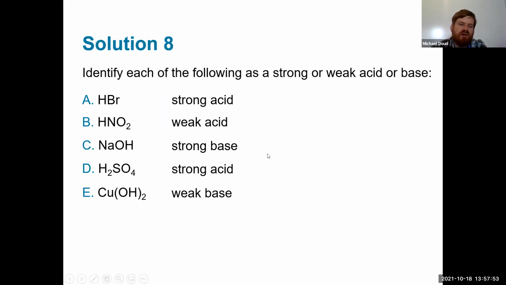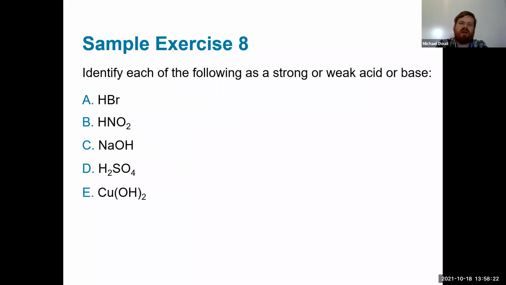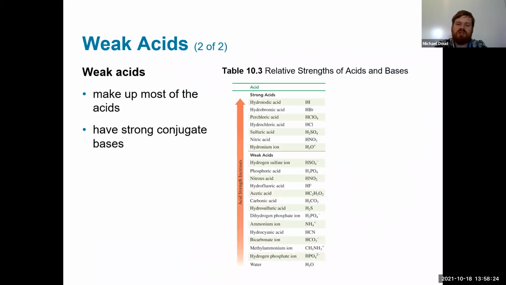And then copper 2 hydroxide. It's a salt of hydroxide, so it's a base. But it's not sodium, lithium, potassium, etc. It's got to be a weak base in solution. Okay. And then finally, using that table that we had from before, identify the stronger acid in each pair, whether that's HNO2 or H2S, HCO3 with a 1- charge, that's hydrogen carbonate, or hydrobromic acid, phosphoric acid, or the hydronium. So again, for this, you'll have to go back up here. So apologies, you can use this table to go ahead and answer that question. So pause the video, and when you come back, we'll look at the answers. Pause.